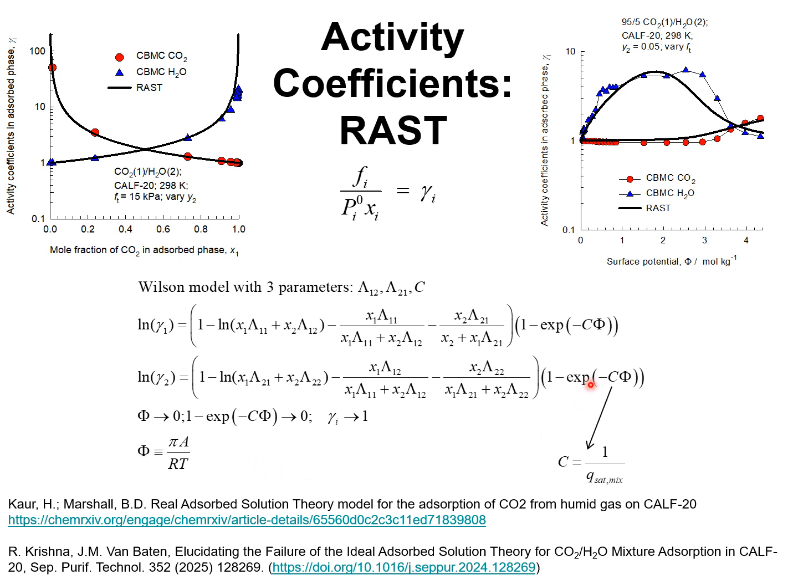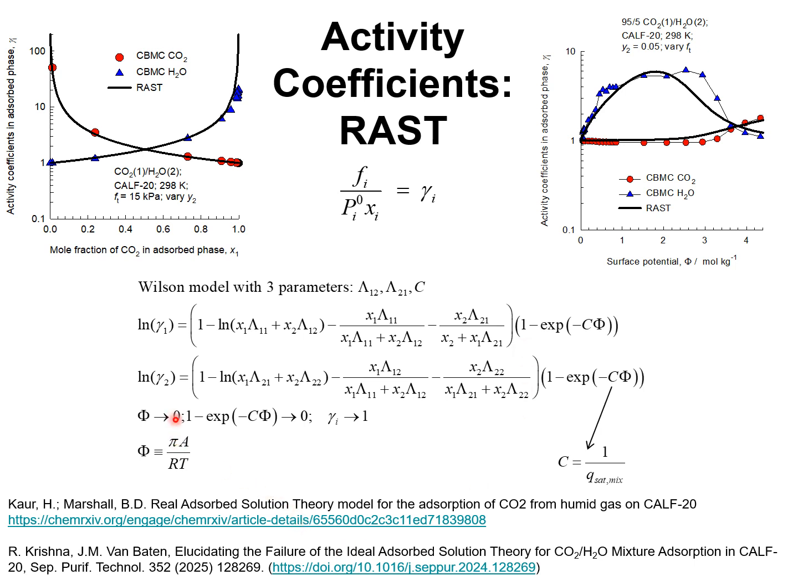the models for the activity coefficients must include a correction factor that is shown here, which is 1 minus exponential of a constant value C times the surface potential phi. This factor is representative of the pore occupancies. When the pore occupancy is 0, the activity coefficient should tend to unity, and the introduction of this correction factor ensures this.